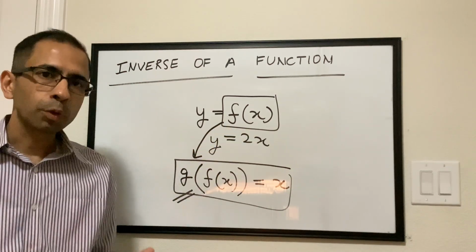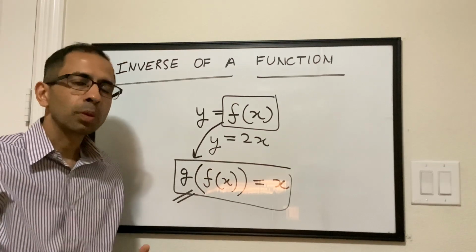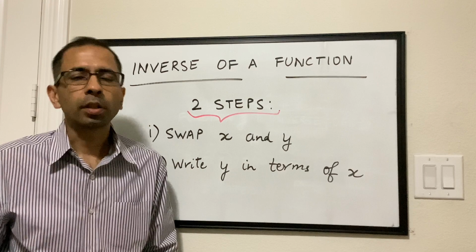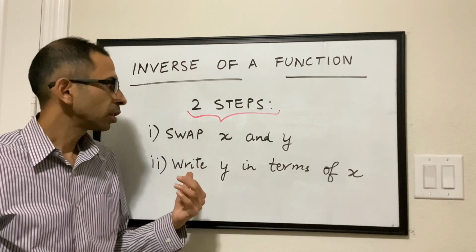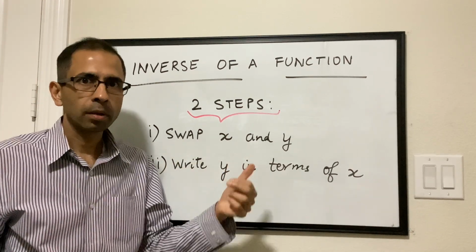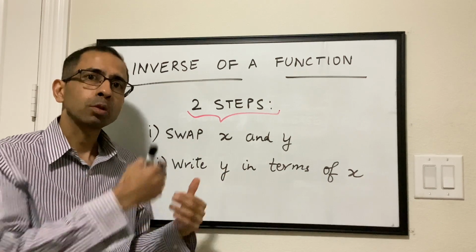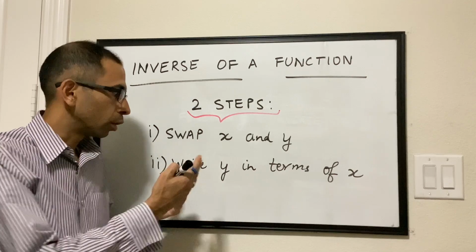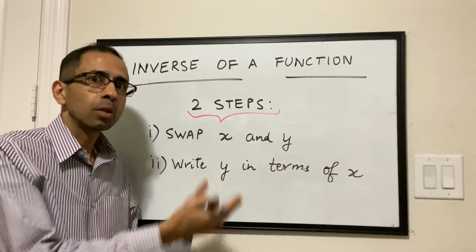It may sound a bit confusing maybe, but let's take a few examples to understand how we find the inverse of a function. To calculate the inverse of a function, there are two basic steps. The first step is that we swap x and y. And in the second step, after we have swapped x and y, we write y in terms of x. Now this y is the inverse of x.